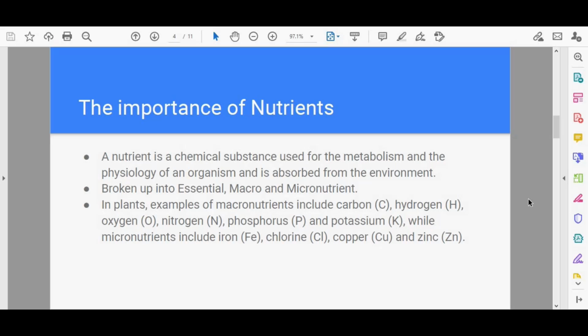So the first aspect that we're going to discuss of the fertilizer industry is called nutrients. So a nutrient is a chemical substance. This is a definition of a nutrient now. It is a chemical substance that is used for the metabolism and the physiology of an organism and is absorbed from the environment. So that's a very broad definition right there, ladies and gentlemen, because you get more than one type of nutrient.